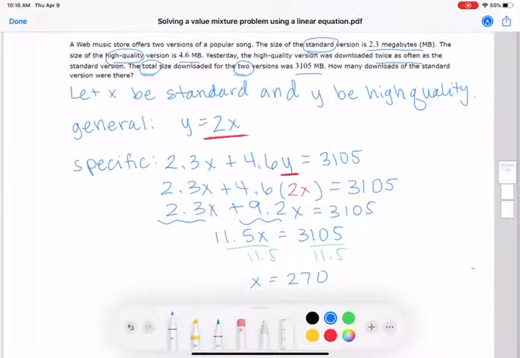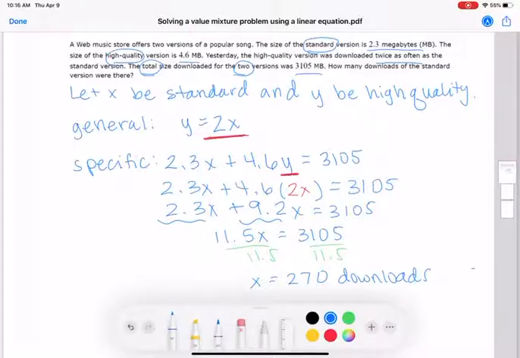We were talking about downloads, right? So let's go and label that downloads. And just to double check that we answered the right question, it says how many downloads of the standard version were there? And it looks like we said X was the standard, so it would be 270 downloads.